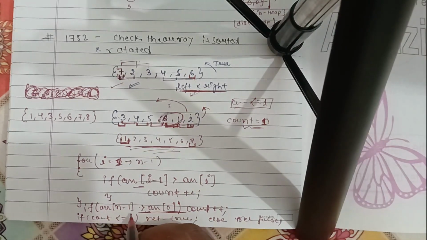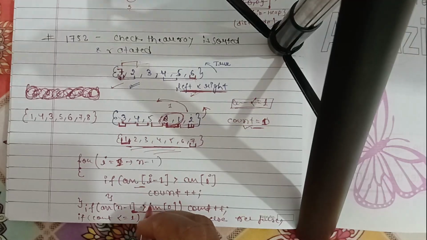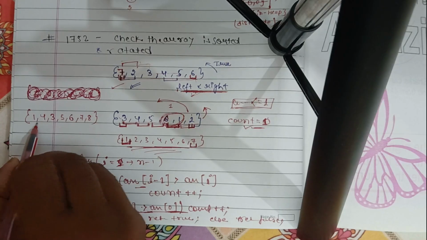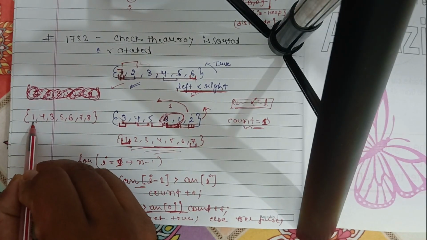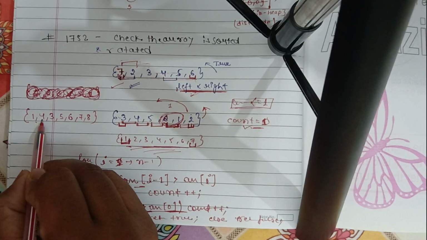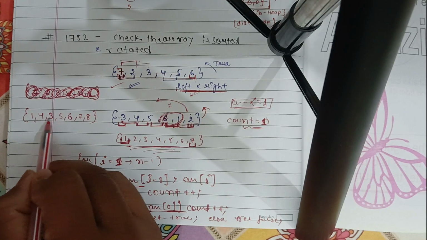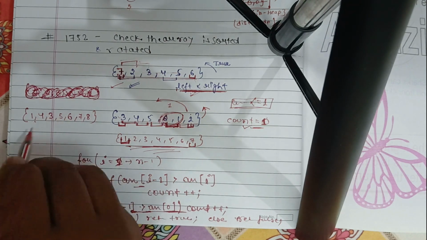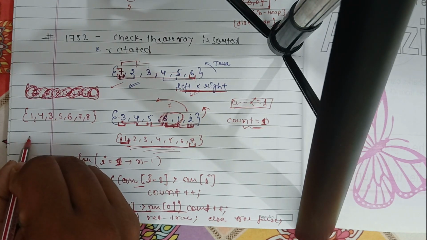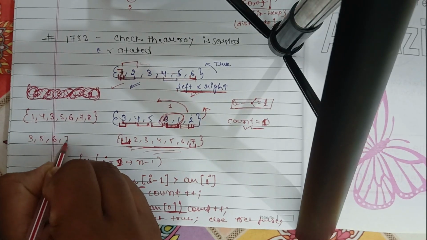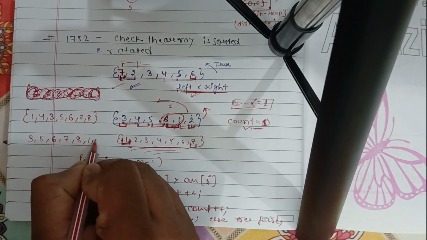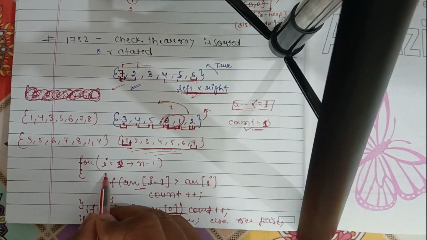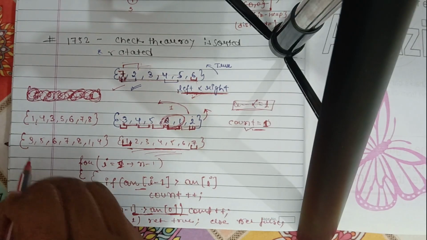So let's talk about why we have used this particular check. Initially, for example, if this is the array, you can see that first it increases, 1 4, then it decreases, 4 to 3, and then again it is increasing. So if we rotate this array 2 times, it will become 3 5 6 7 8, and then 1 and 4.